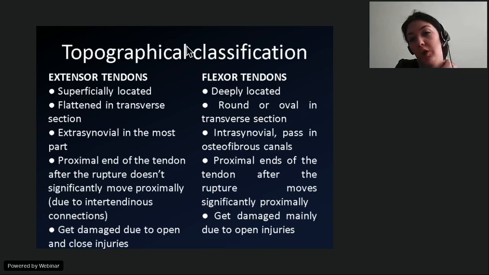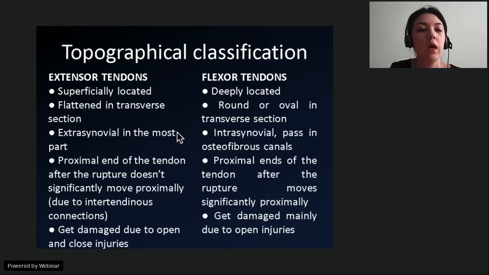Why? First of all, they are superficially located in comparison with the flexor tendon. They are flattened in transverse section, and they are extrasynovial for the most part, like we are discussing with some groups this week, and with the other groups we will discuss it later. Flexor tendons are covered by synovial sheaths along the fingers everywhere, and extensor tendons are not covered by synovial sheath.